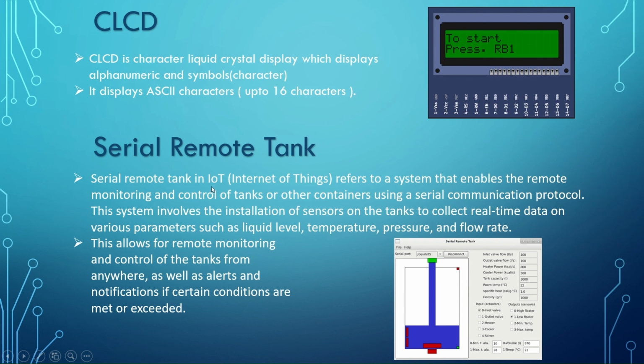Serial remote tank in IoT refers to a system that enables the remote monitoring and control of tanks or other containers using a serial communication protocol. This system involves the installation of sensors on the tanks to collect real-time data on various parameters such as liquid level, temperature, pressure, and flow rate. This allows for remote monitoring and control of the tanks from anywhere, as well as alerts and notifications if certain conditions are met or exceeded. This is the image of the serial remote tank.